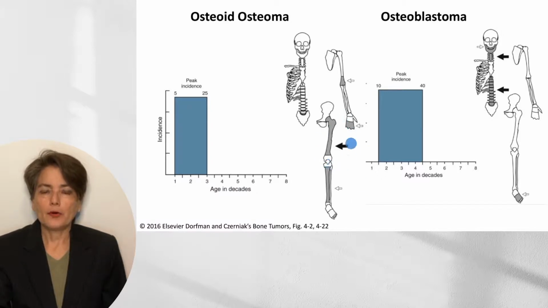The primary bone affected will be the femur for osteoid osteoma, although we can also see some in the tibia, as well as in the humerus and even in the hand. By contrast, osteoblastoma is much more common in the vertebral column, primarily in the posterior elements of the vertebrae. I can also see it here in the feet.